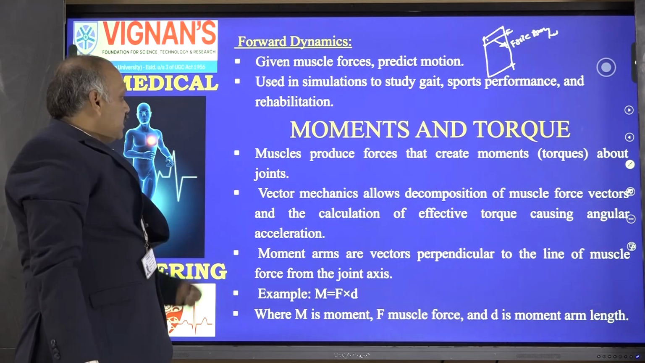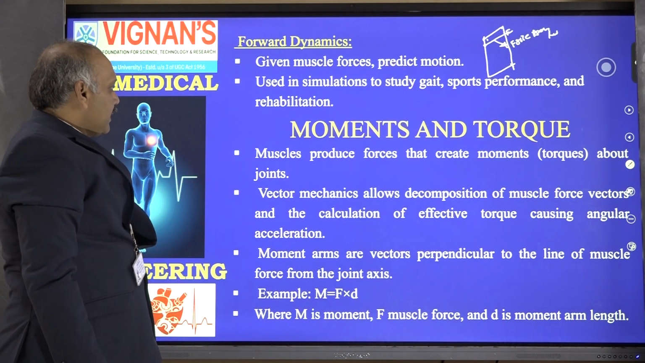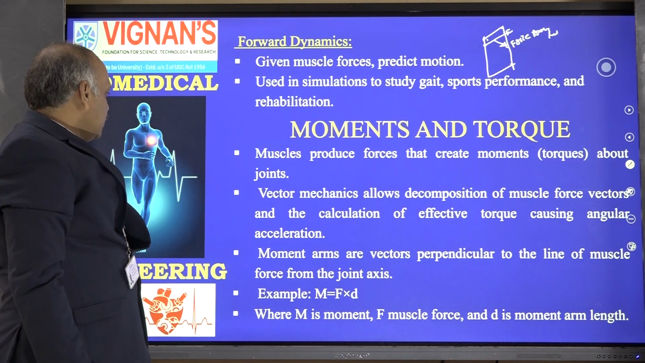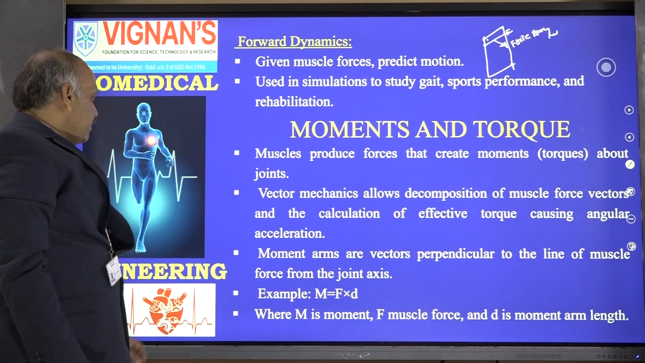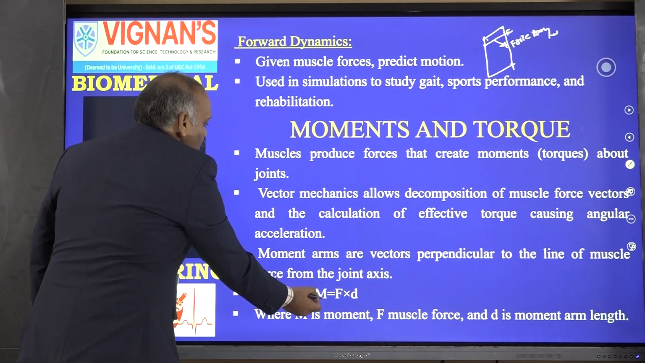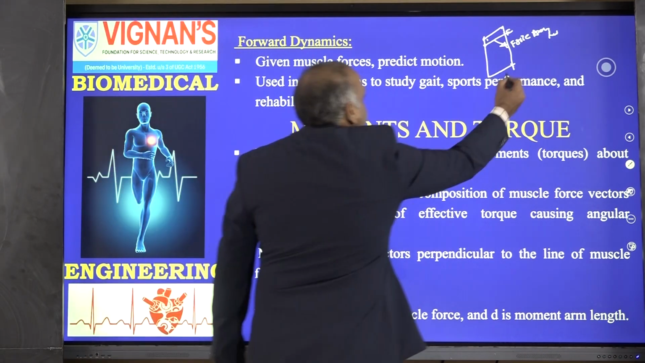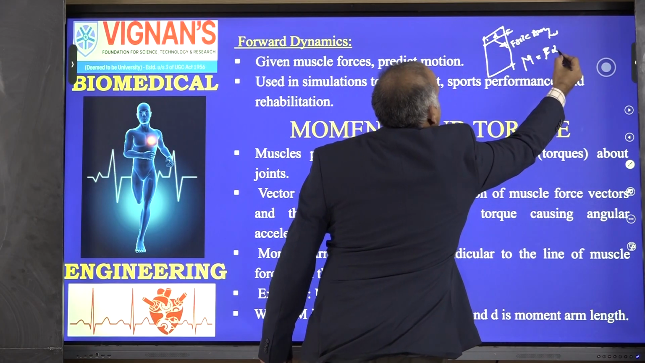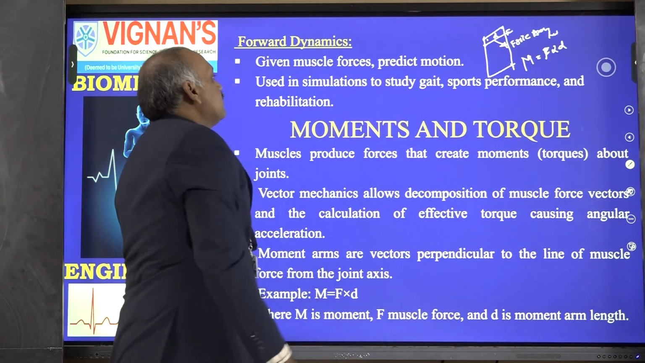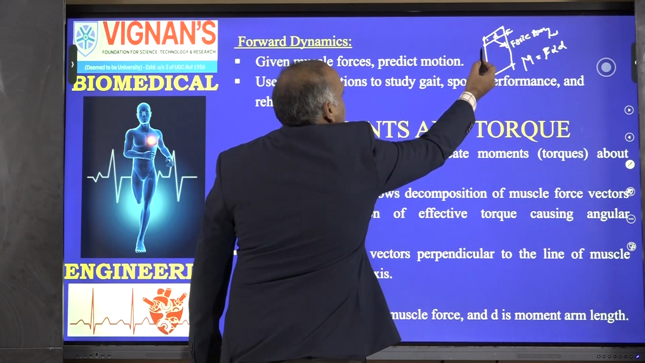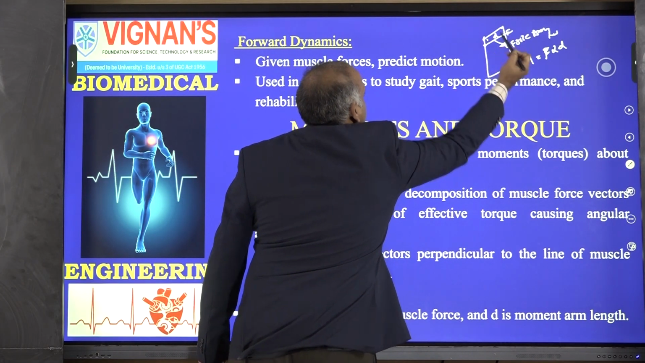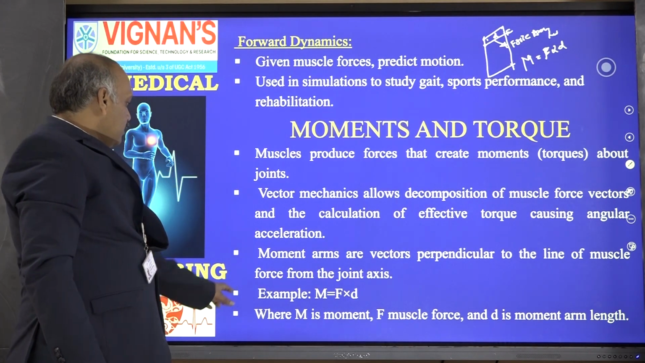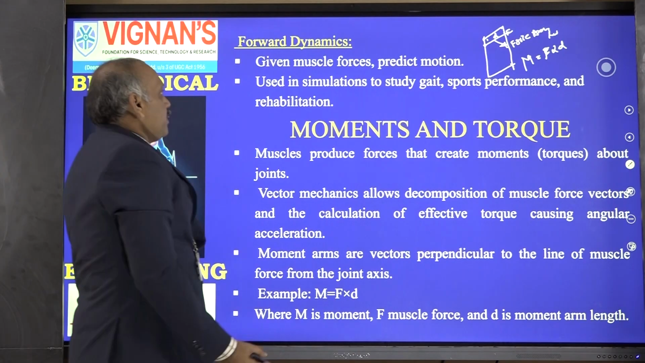Then there is the force arm length. Vector mechanics allows the decomposition of muscle force vectors and calculation of the effective torque and moment arms perpendicular to the line of the muscle force at the joint. Finally, the moment you are going to get is M equals F into D, the force you applied multiplied by the distance. The distance means from the fixed point where the object is rotating to the point where you apply the force. So M is equal to F into D, where M is the moment and F is the muscle force. D is the moment arm length.